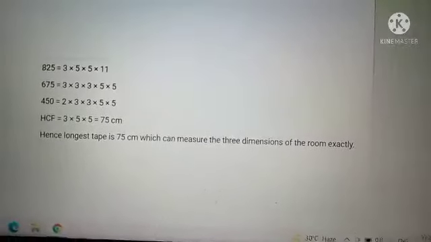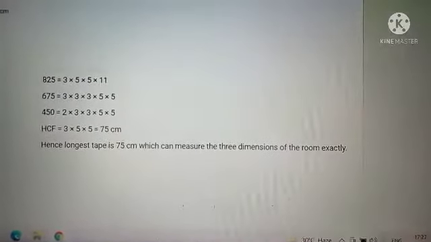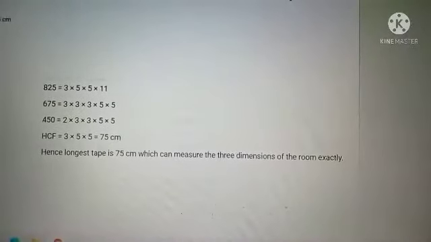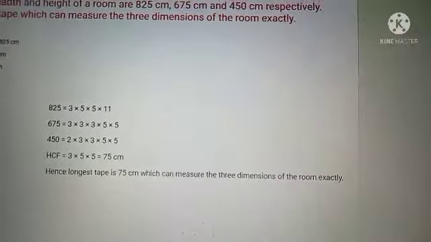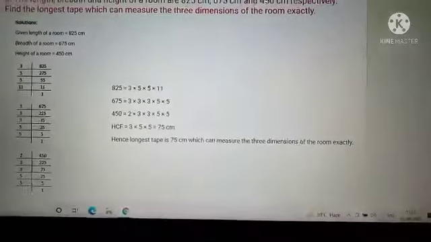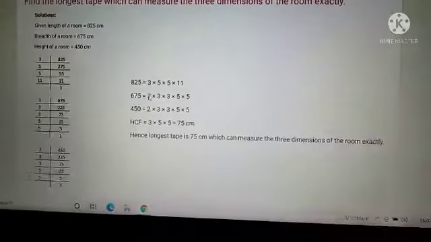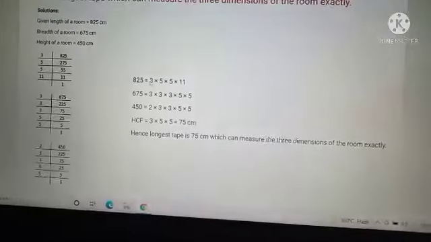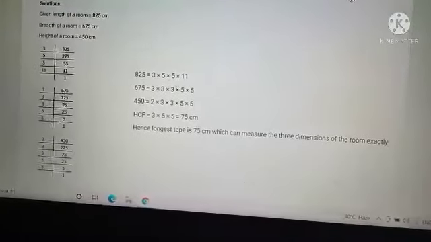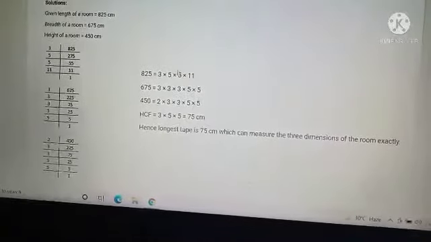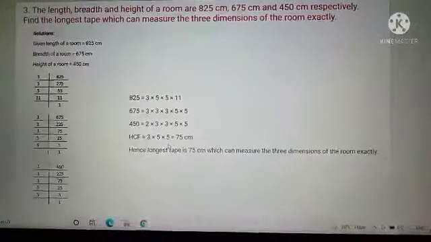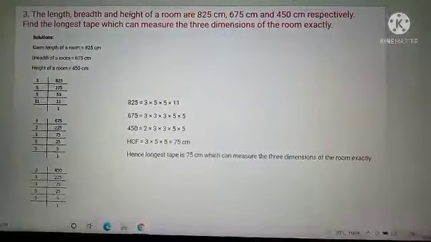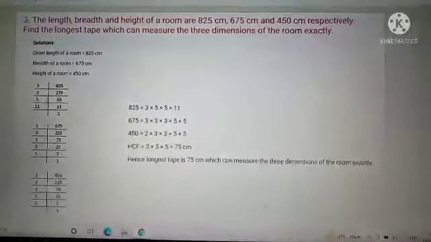Now we write all the factorizations like this. Any common factors we can see? Yes, 3 is common. 5 is common. Another 5 is also common. See here, 3. Here also 3, here also 3. So 3 is common. And this 5 is common. Another 5 is also common. So 3 into 5 into 5, that is 75 centimeter. So the longest tape is 75 centimeter.